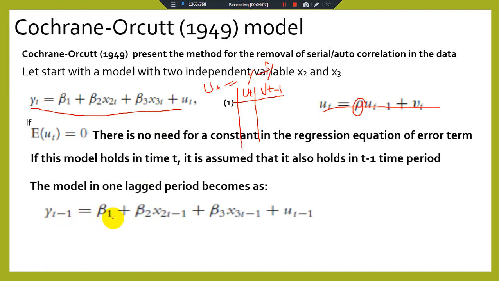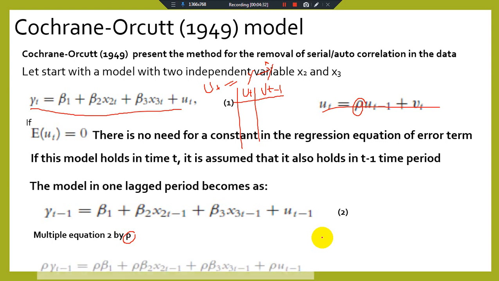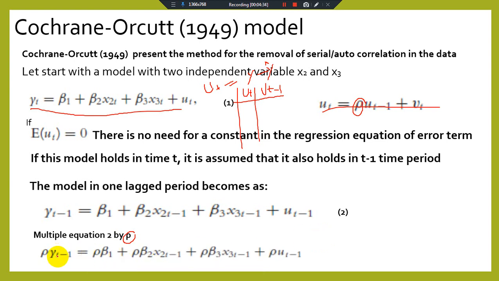yt minus 1 is equal to beta 1 plus beta 2 x2t minus 1 plus beta 3 x3t minus 1 plus ut minus 1. So see, this is our current period model and this is our lagged period model. This is our second equation. Okay, now multiply equation 2 by rho and we get this: rho yt minus 1 is equal to rho beta 1 plus rho beta 2 x2t minus 1, and so on, plus rho ut minus 1. Okay, this is our equation 3.